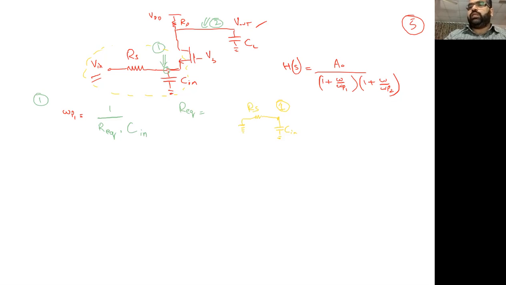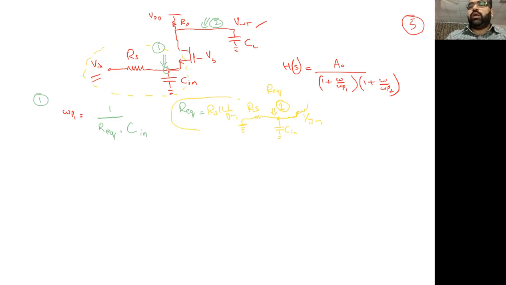And what's happening here? This is the source of this NMOS. So if I see from the source point, I normally see what impedance? 1 over GM1. So it's going to be 1 over GM1, and this is the impedance which is seen here. And I am seeing the impedance at this point. So what will be the impedance or R equivalent? R equivalent will be parallel of RS with 1 over GM1. So RS in parallel with 1 over GM1.